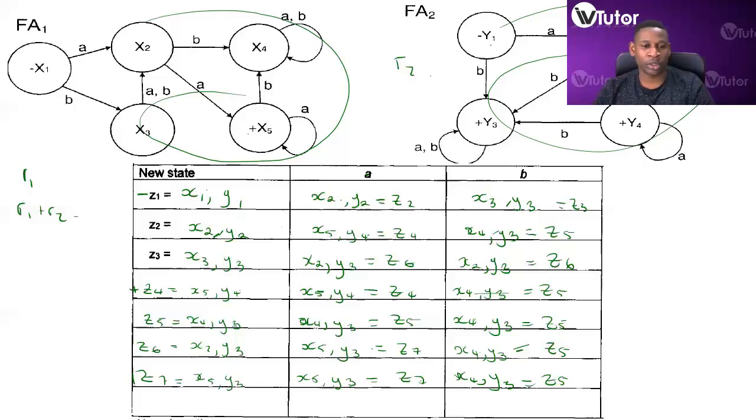So I can use a different color here. x5 final state, x5 final state. Also, anything with y3 or y4 in it is a final state. So y3 final state, y4 final state, y3 final state, y3 final state. So all these are final states with the exception of these two.